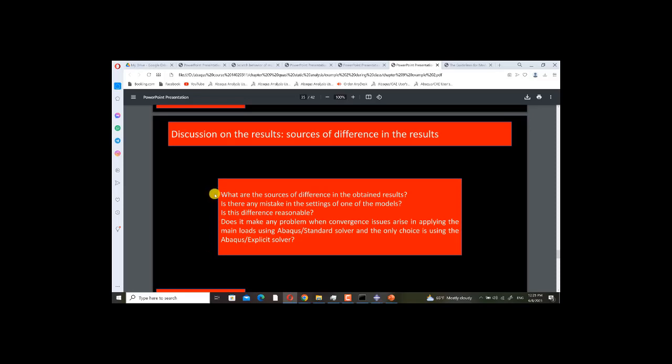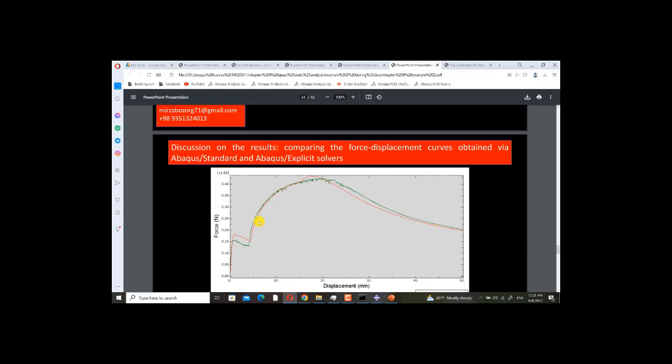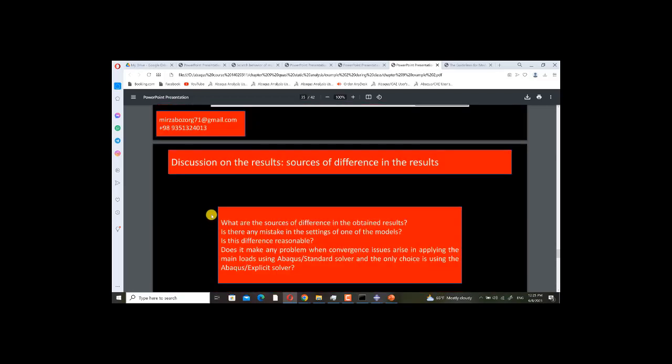Please tell me your answers. Please think about them right now. This is the difference, okay? You can see both curves, okay? And please tell me your answers. First, what are the sources of difference in the obtained results? Do you have any idea?